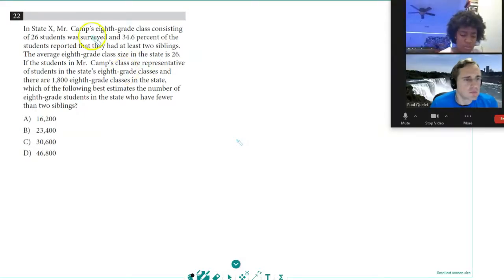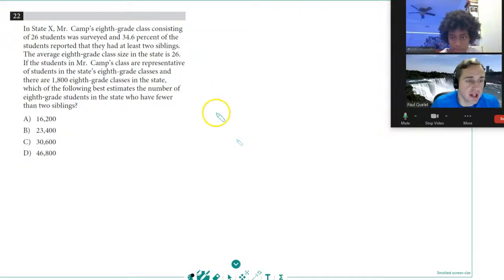34.6 was saying you have at least 2 siblings. So since it's asking who have fewer than 2 siblings, you got 34.6. So if you have at least 2 siblings, that means you have 2 or more, right? Because you have at least 2. Yeah. So 34.6% have at least 2 siblings, and we want to know the number who have fewer than 2 siblings.